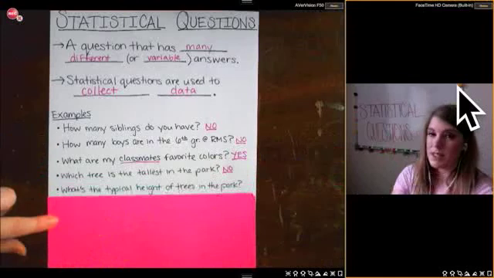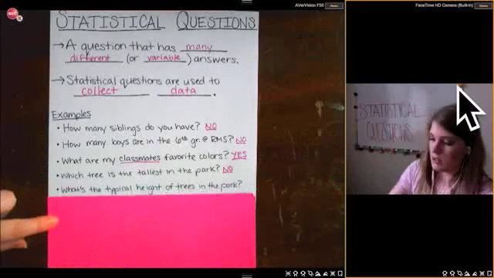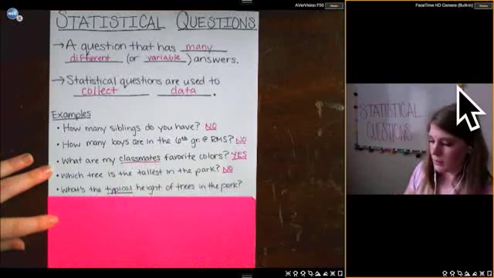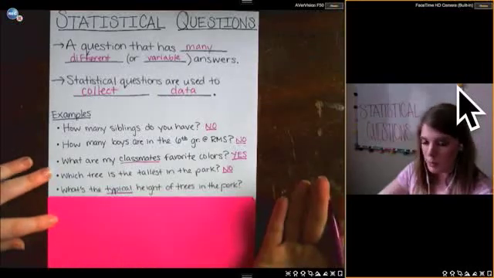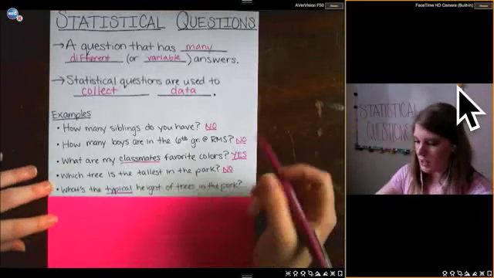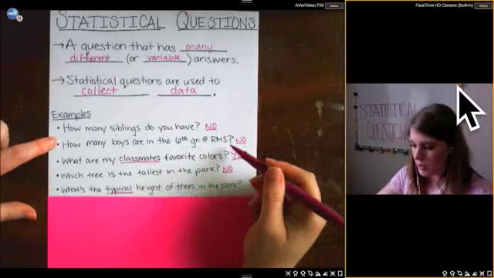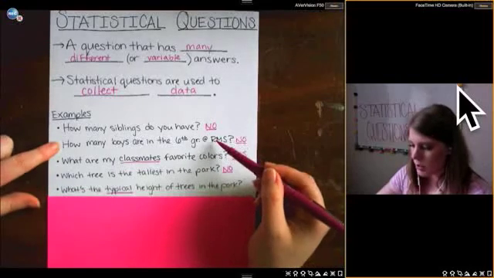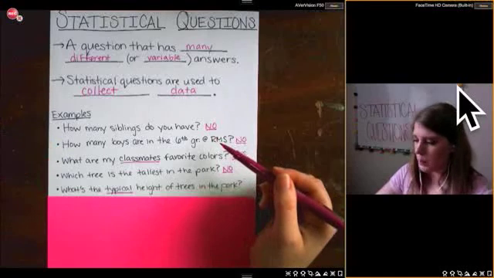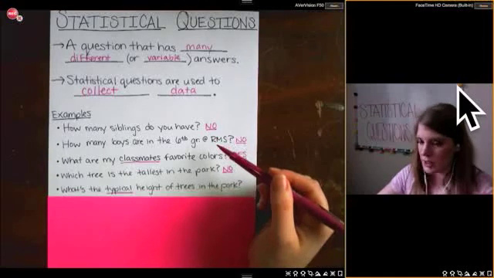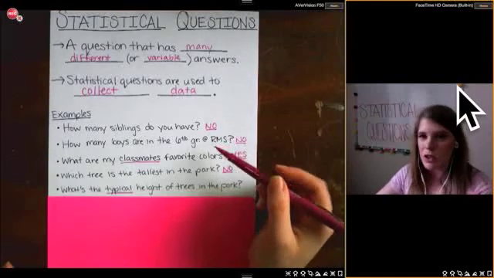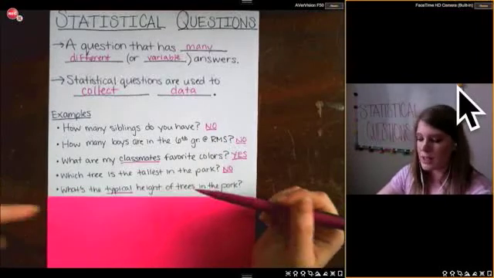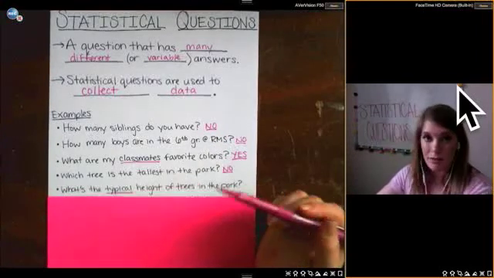However, if we asked what's the typical height of the trees in the park, this word typical here changes things. There is one answer to that question, but the way we would get that answer goes back to what we talked about with how many boys are in the 6th grade. When we ask how many boys are in the 6th grade, we're not really collecting different answers. We're just counting. So that's why that one's still not statistical. Whereas for this one, if we're asking what's the typical height, typical kind of means average, right?